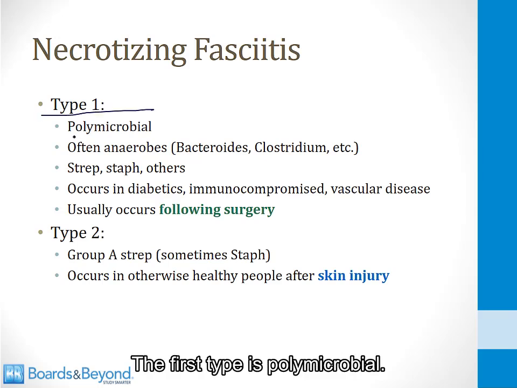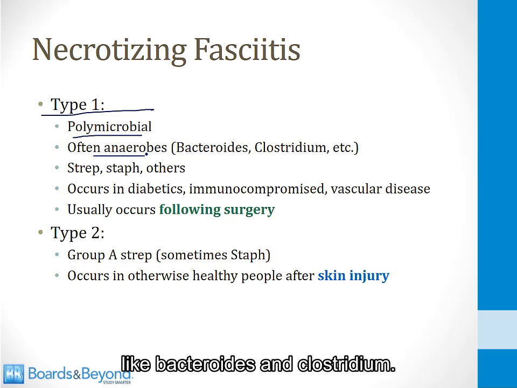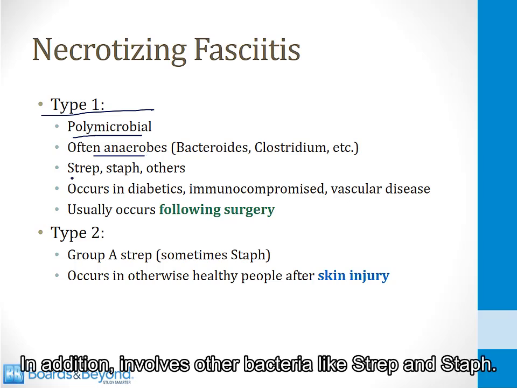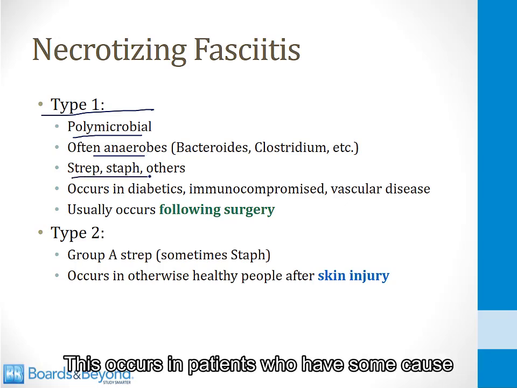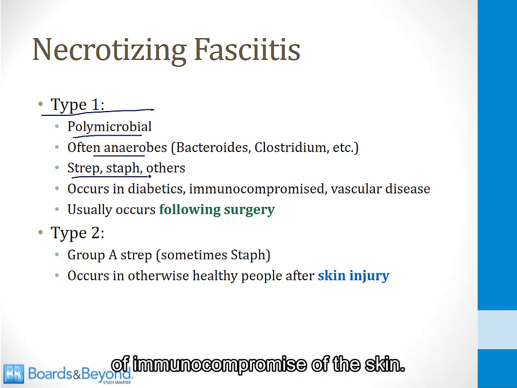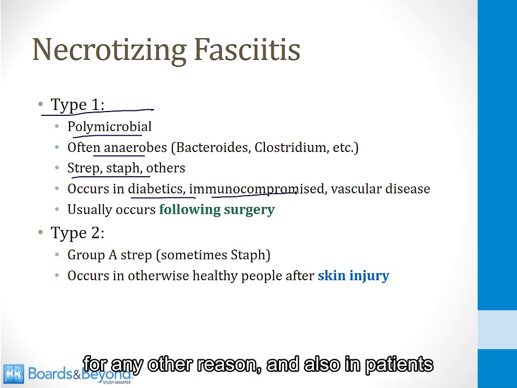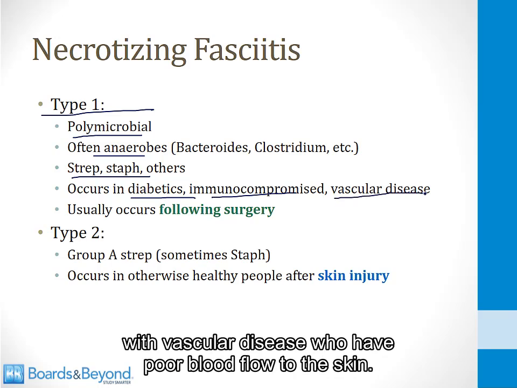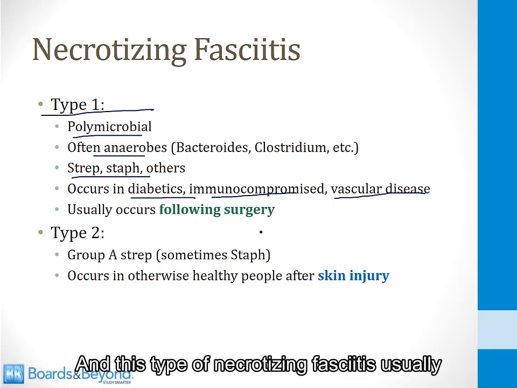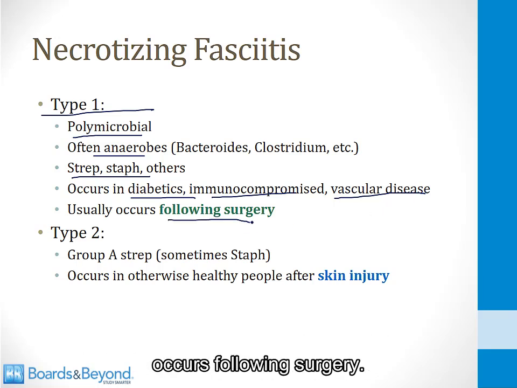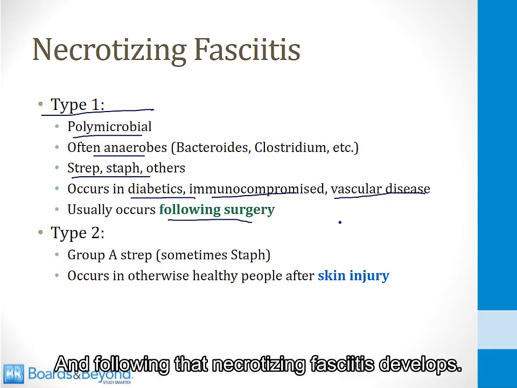The first type is polymicrobial. It often involves anaerobes like Bacteroides and Clostridium. In addition, it involves other bacteria like strep and staph. This occurs in patients who have some cause of immunocompromise of the skin, so in diabetics, in patients who are immunocompromised for any other reason, and also in patients with vascular disease who have poor blood flow to the skin. And this type of necrotizing fasciitis usually occurs following surgery, so a patient has a skin incision as part of a surgical operation, and following that, necrotizing fasciitis develops.